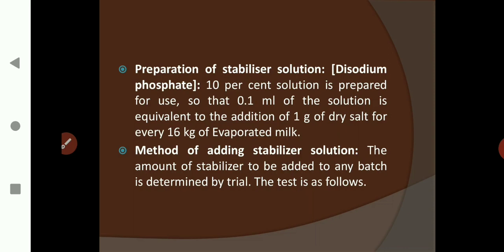Now what they do, they'll take some concentrated milk from the storage tank, and they'll add different quantities of diluted stabilizer salt into 100 ml of evaporated milk. They'll take evaporated milk in 100 ml bottles. Say there will be 10 bottles of concentrated milk. To each, there is a table.